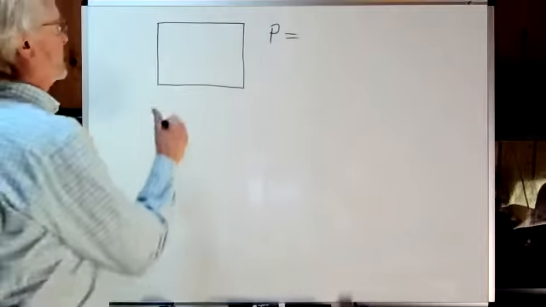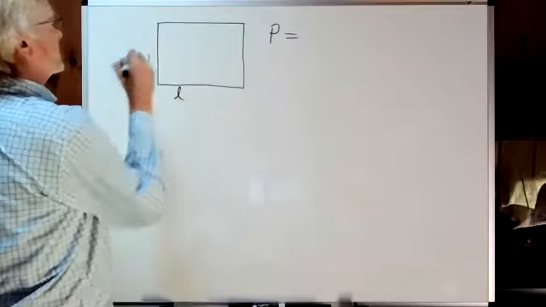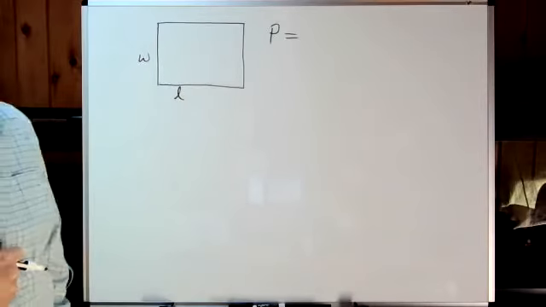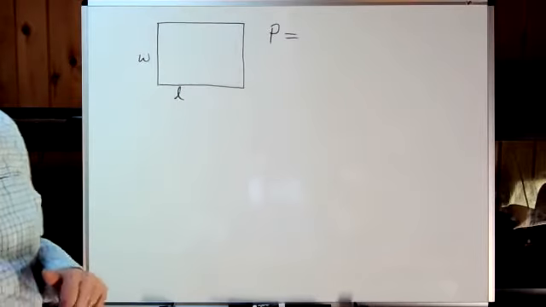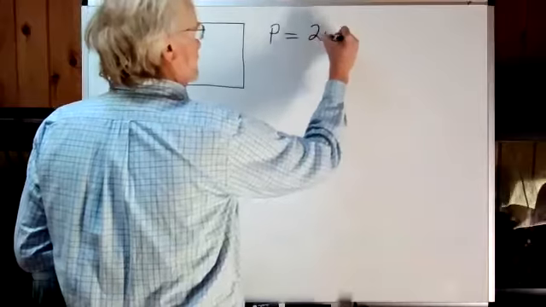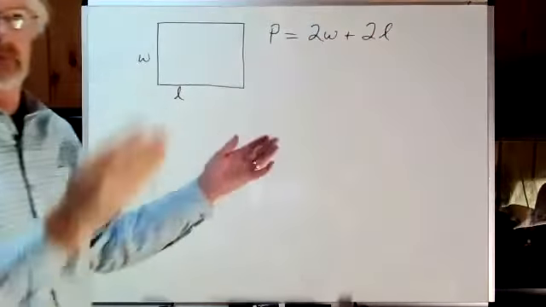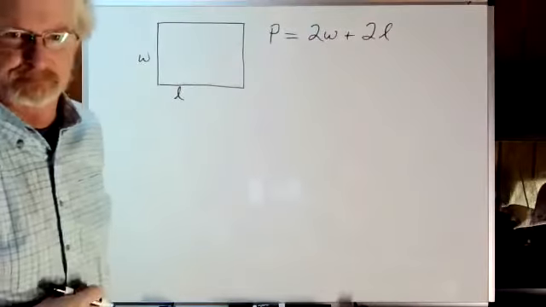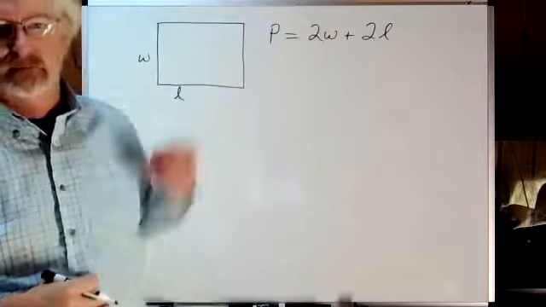So if we're talking about lengths and widths, we could say length, width, and add them all up, but the shortcut is 2 widths plus 2 lengths. Either order, doesn't matter, okay? Hopefully you can remember that.